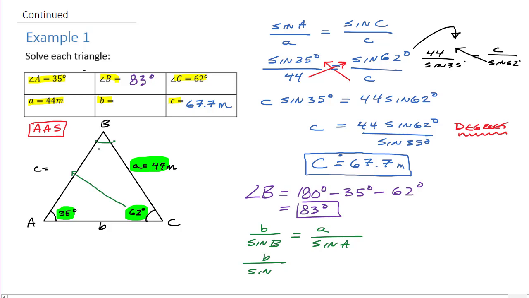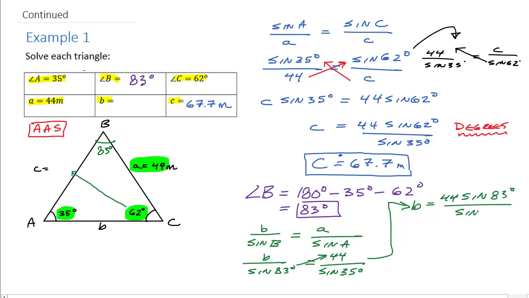Okay, so we know angle B is, what was it? Let me write in my diagram here. 83 degrees. All right, and we know side A is 44, and we know angle A is 35. I'm running out of room here, but we're going to multiply across, just cross product. So B is equal to 44 times sine of 83 degrees divided by sine of 35 degrees. Try punching that in your calculator. Make sure you can get the same answer as me. And for B, I got approximately 76.1 meters.